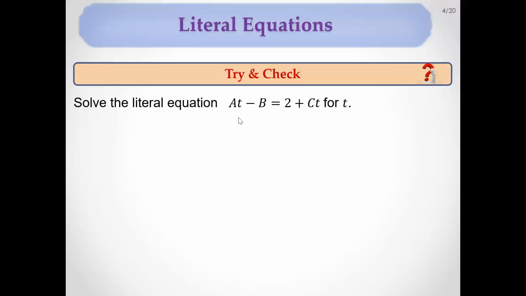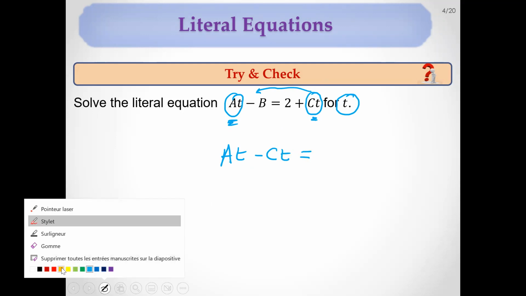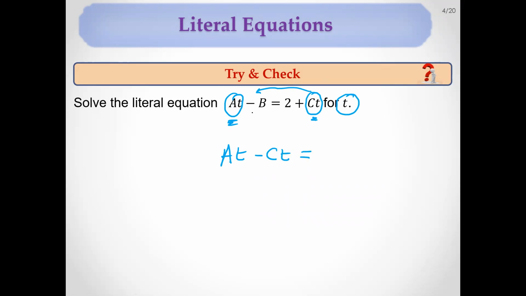Another example. Here we have again several variables, a, t, b and c, but we are interested in t. So what are the terms containing t? This term contains t, and this term contains t. We collect them together. So at, we move this term to the side, equals, and collect all terms that don't contain t on the other side. So b moves to the other side, and we have the 2.